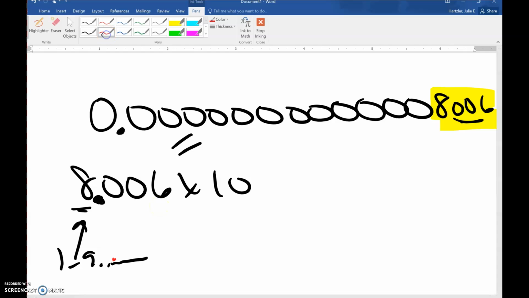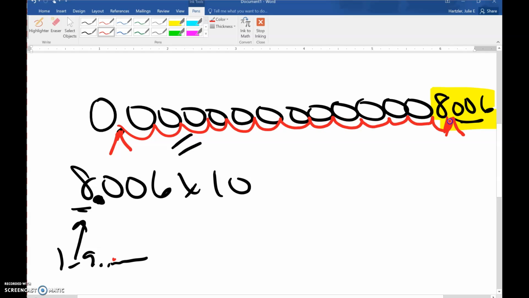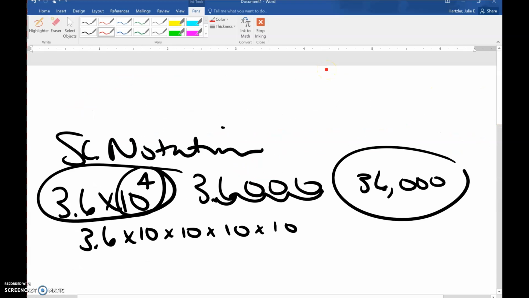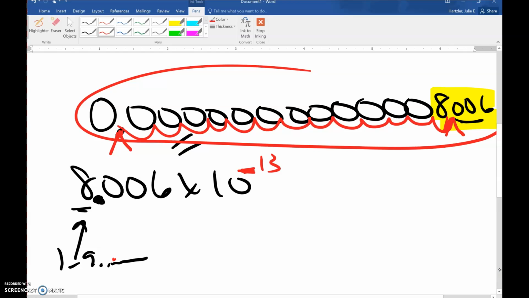So you're going to count jumps to get the decimal from where it is, which is here, to here. So count jumps. 1, 2, 3, 4, 5, 6, 7, 8, 9, 10, 11, 12, 13. Now, it's a negative 13 because this is a really tiny number. Oopsie, I'm not sure what happened there. There we go. This is a really tiny number.